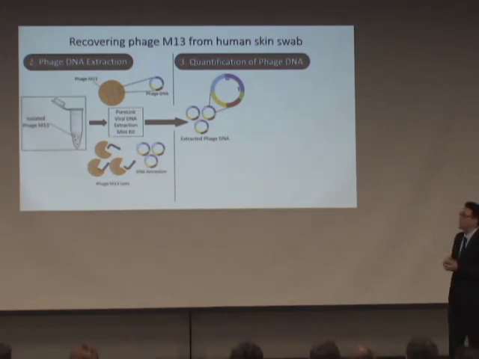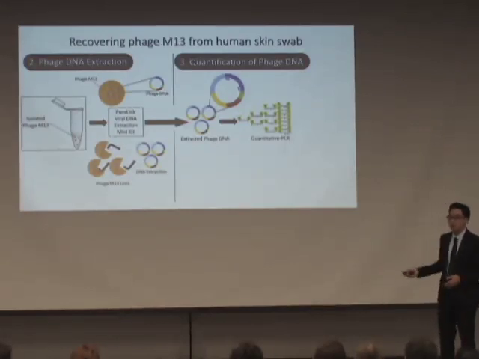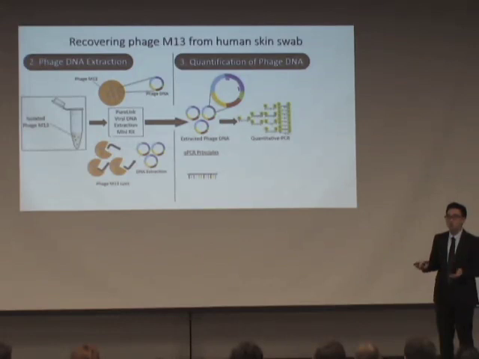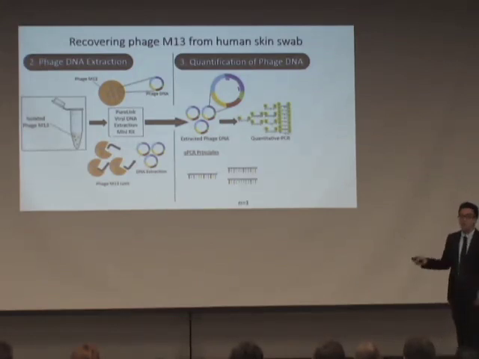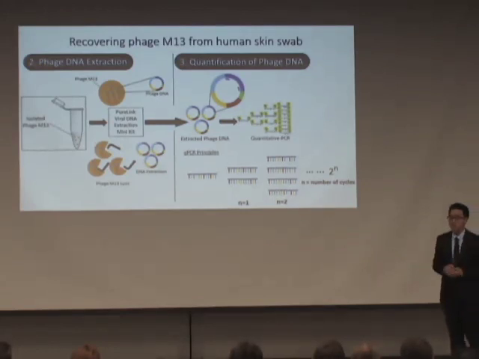Once we have our extracted phage DNA, we will use quantitative PCR, which is also known as real-time polymerase chain reaction, which works similar to a normal polymerase chain reaction that you guys might know. The targeted DNA sequence is replicated each cycle. But for qPCR, we're using SYBR Green, which interacts with DNA particles inside the solution.